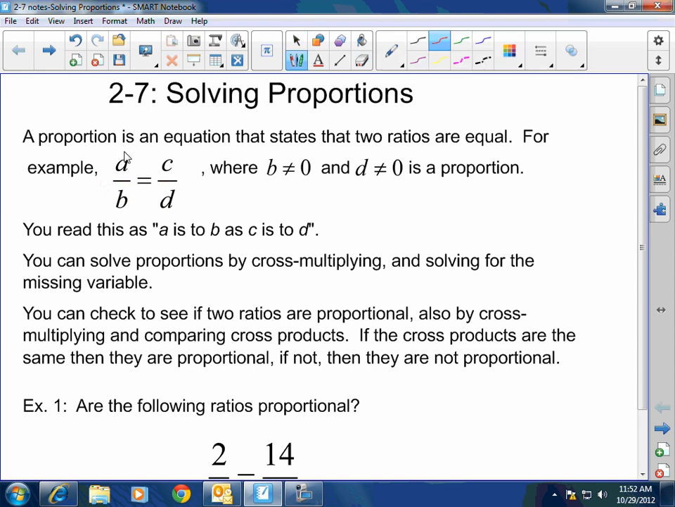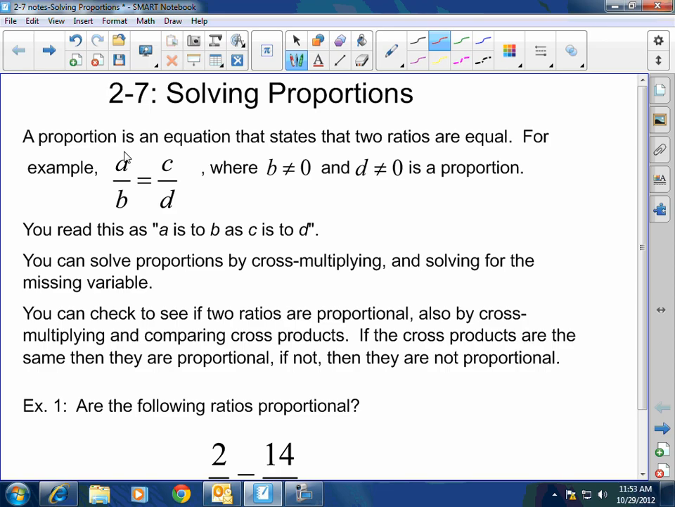Now, you can solve proportions by cross-multiplying and solving for the missing variable. That is the beauty of proportions. So easy to solve. You just cross-multiply and solve for x. We're going to do examples of this, but I first wanted to give you the verbiage, the actual procedures. And then from there we'll work.